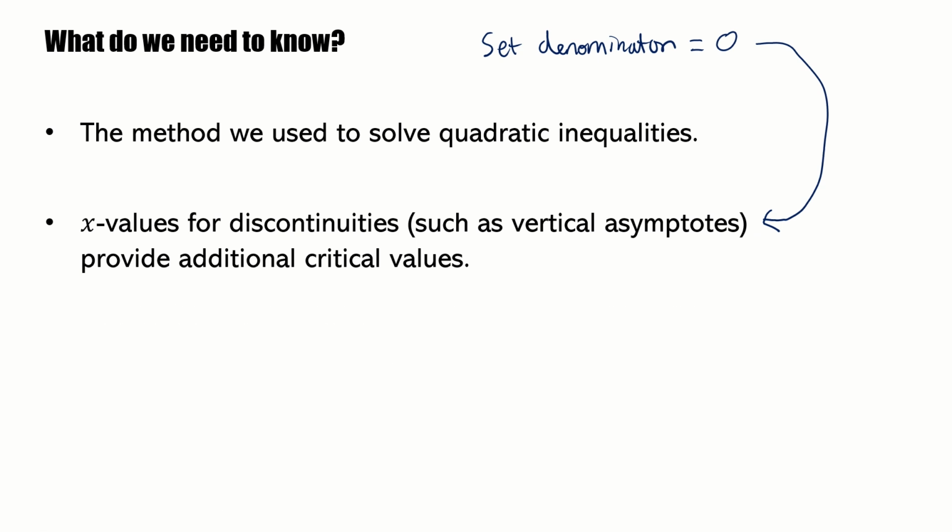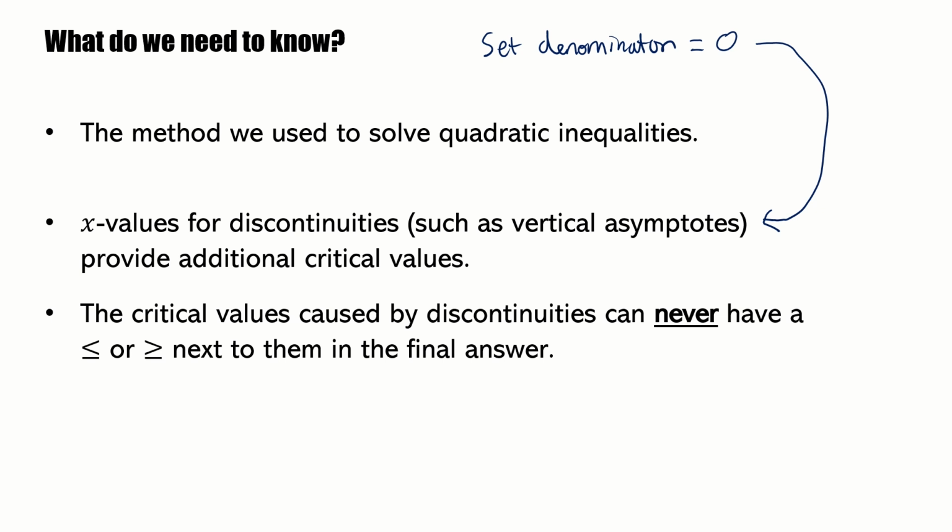It's also worth noting that critical values caused by these asymptotes do have to be treated slightly different to the other critical values, which is that when we're writing our final answer, the critical values caused by these vertical asymptotes or discontinuities can't ever have a less than or equal to or a greater or equal to symbol next to them in the solution to the inequality, even if the original question has those inequalities written in it. So that's something to note, and that does mean when identifying them, you do almost have to identify them separately, highlighting them to yourself that they have to be treated differently.